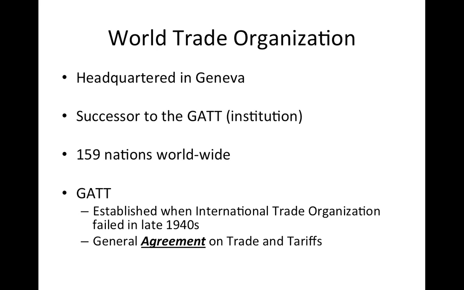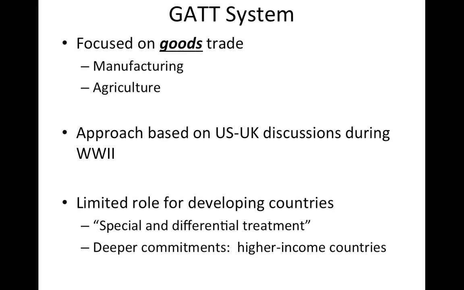So it was originally a piece of paper. It became an institution. Now, the GATT system that was in place for a number of decades after World War II was very much focused on a particular aspect of trade, that is goods trade, so-called visible trade. So it didn't deal with international capital flows, it doesn't deal with labor flows, it doesn't deal with exchange rates. It's really about trade in goods, primarily manufactured goods and agricultural products.